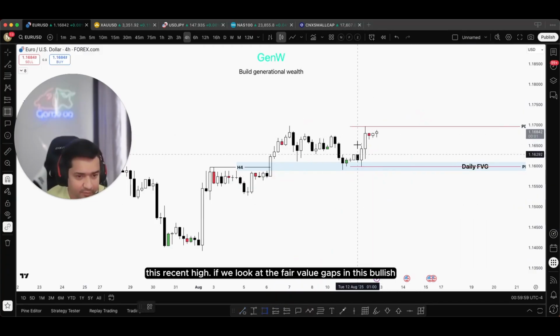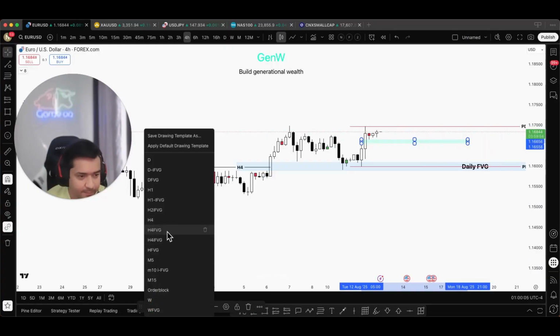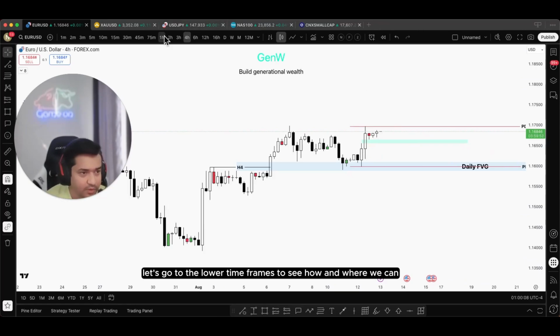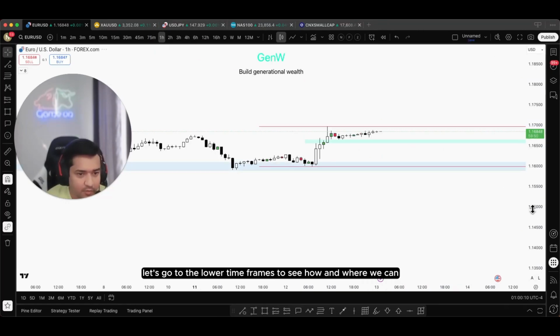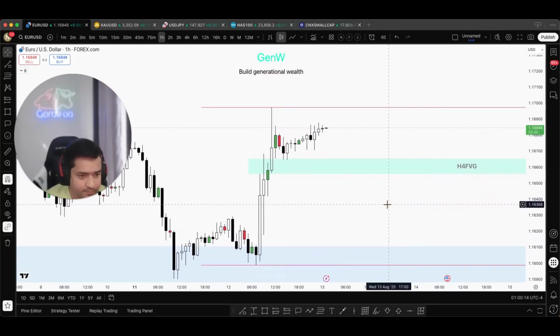If we look at the fair value gaps in this bullish initiation, there is one right here which we see. This is the H4 FVG. Let's go to the lower time frames to see how and where we can build a trade entry idea.